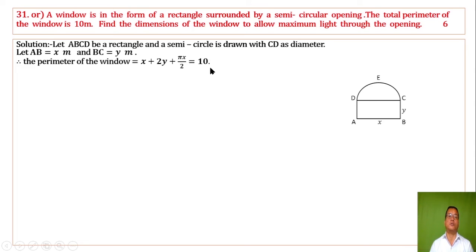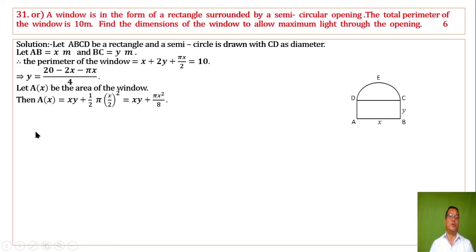which is given as 10. From which we have y equal to this. Let A(x) be the area of the window. Then A(x) is xy, the area of the rectangle, plus the area of the semicircle. This is this. We have this. Put the value of y in terms of x and simplify.